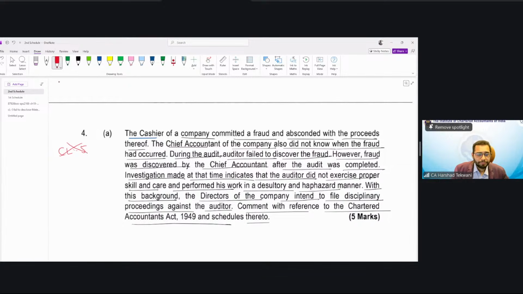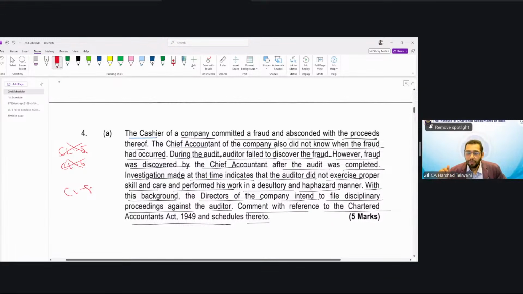Clause 6. Failed to report material misstatement known to him. Was he aware about the audit fraud during the audit? Answer is no. Clause 6 will also not come. Clause 8. Fail to obtain sufficient information for expressing the opinion.